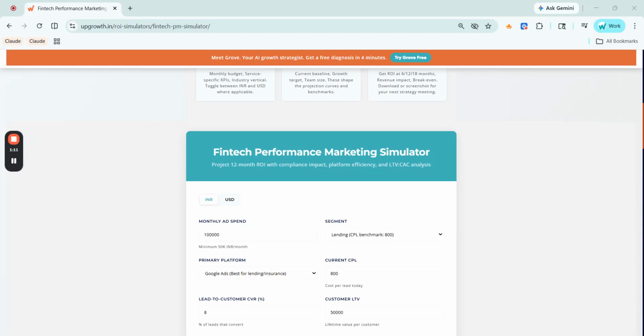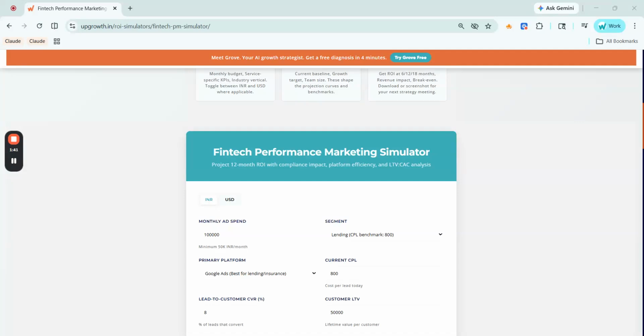And segment is your fintech category. Each segment carries its own CPL benchmark. Select from the drop down here. And primary platform is where your ads will run, like Google Ads. Select from the drop down here again. I've selected Google Ads here, which the tool marks as the best platform for lending and insurance because of high intent search behavior.